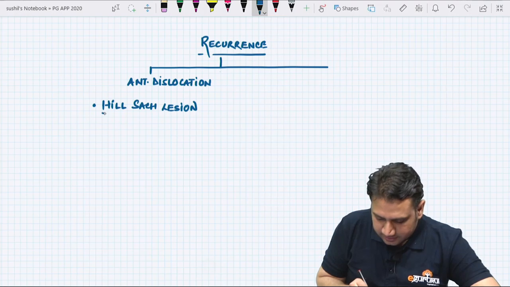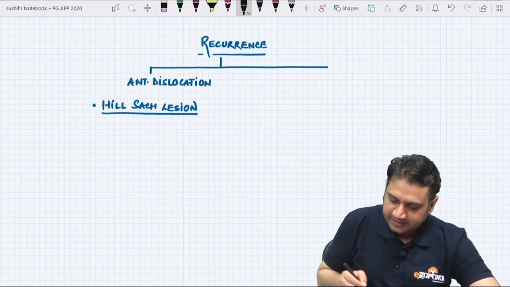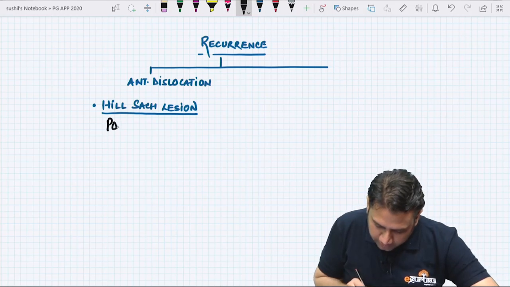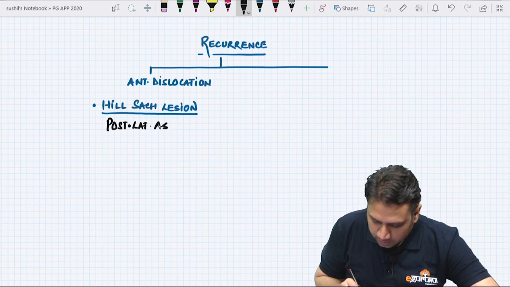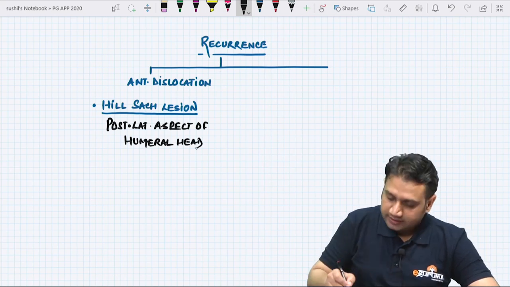So this is anterior dislocation of the shoulder, the Hill-Sachs lesion. The Hill-Sachs lesion is seen on the posterolateral aspect of the humeral head. Okay.